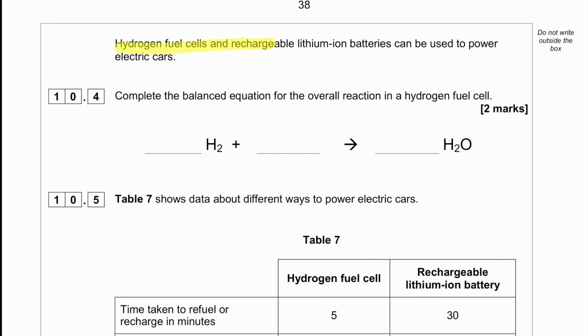Hydrogen fuel cells and rechargeable lithium-ion batteries can be used to power electric cars. Complete the balanced equation for the overall reaction of the hydrogen fuel cell. So hydrogen plus oxygen produces water. There will be two oxygens needed, and four hydrogens, so 2H2.